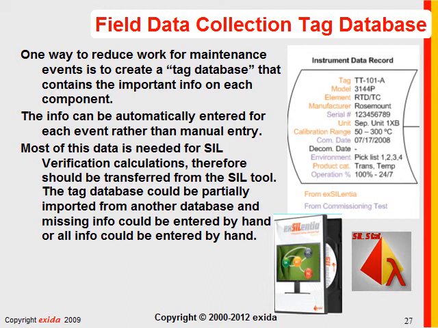One of the important things about reducing the amount of work is that every time there's an event, you really do wish to reduce the amount of information that must be typed in. One way to do that is to set up a tag database. One very clever approach I have seen is that every instrument has a tag. The tag has a barcode.